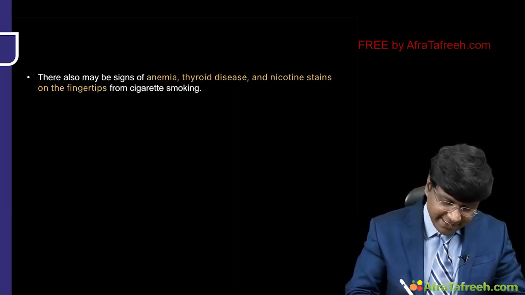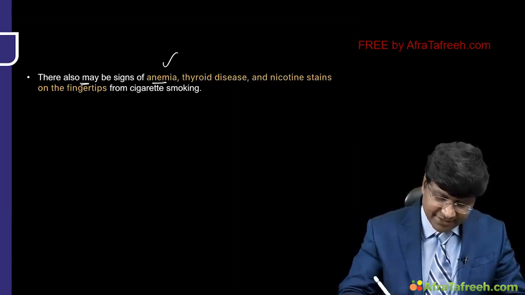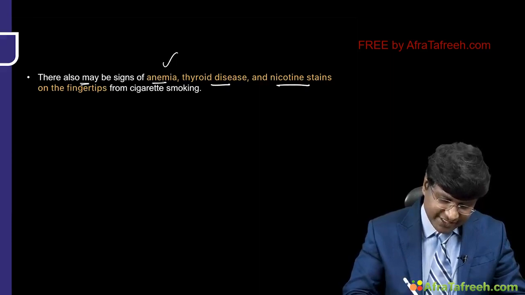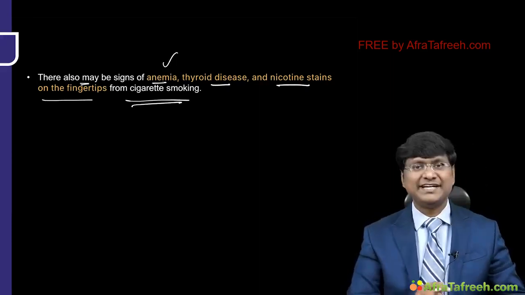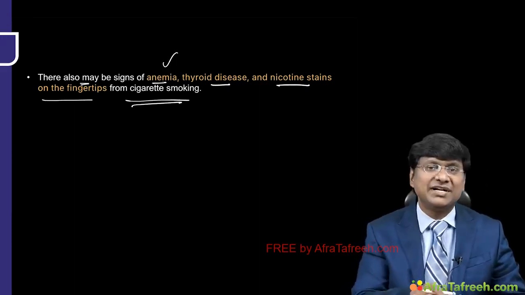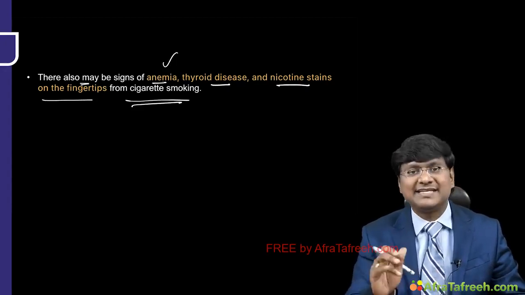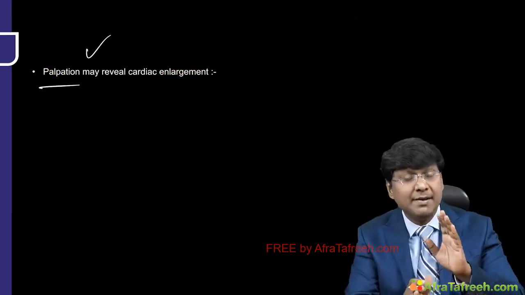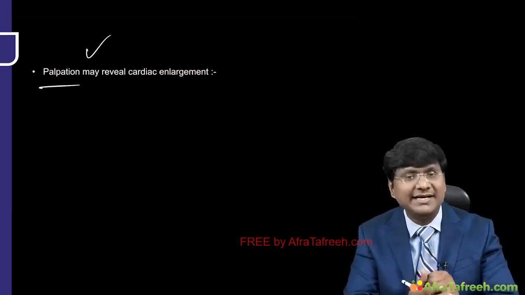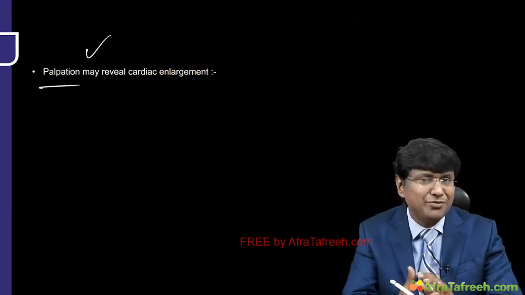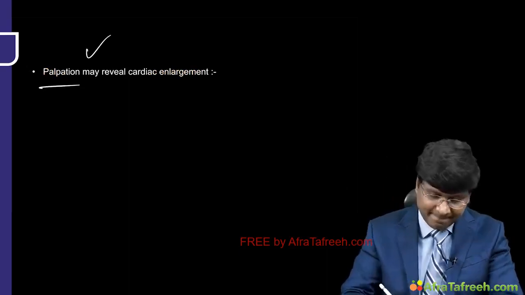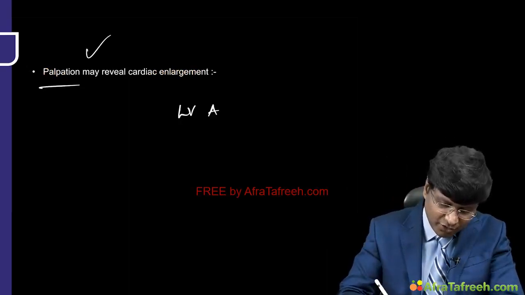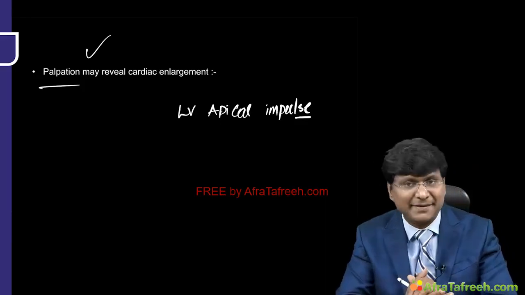And there also may be signs of anemia, thyroid disease, and nicotine stains on the fingertips from cigarette smoking. So these are also the other things that you need to examine in patients with stable angina pectoris. And next thing, after examination, is the palpation. Palpation may reveal the cardiac enlargement. So how can you make out that the cardiac enlargement is there? There is displacement of the LV apical impulse.